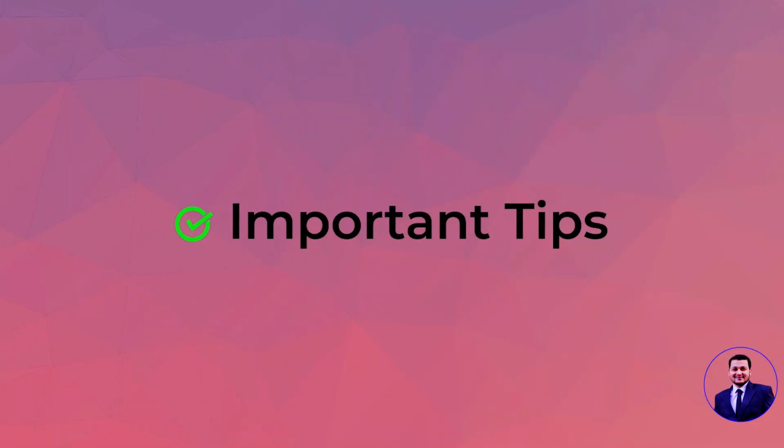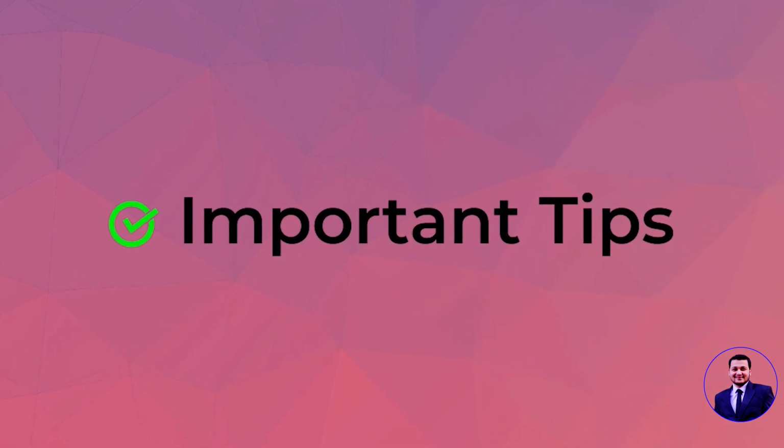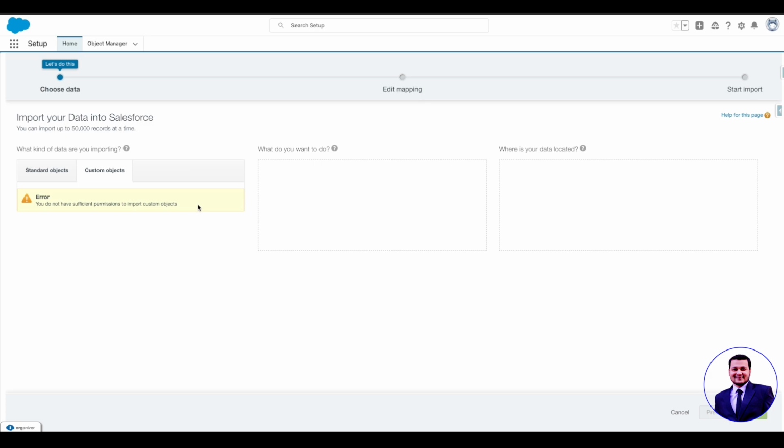This is very important, and this would come up when you try to take your administrator certification: which objects can you import using the Data Import Wizard? You can use accounts and contacts, leads, solutions, and campaign members. You cannot import opportunities from the Data Import Wizard. This is something very important to remember. You cannot create a campaign from the Data Import Wizard, but you can import campaign members. Similarly, for custom objects it says I don't have sufficient permissions, but basically on standard objects, these are the only four objects which you can import.